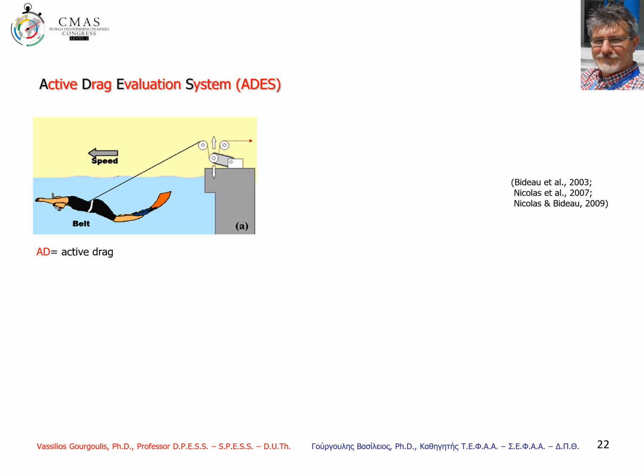To overcome this limitation, an approach in which the load is controlled outside of the water is preferable. This can be achieved with another approach, the so-called active drag evaluation system. In this approach, which is based also on the velocity perturbation method, the swimmer is linked via a non-elastic wire to a device on the side of the pool.